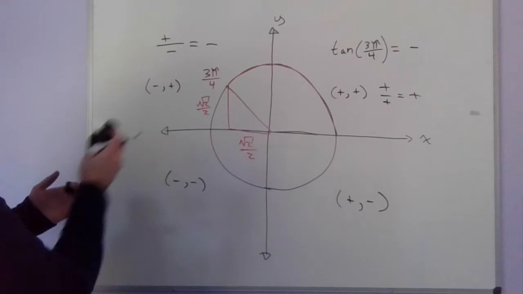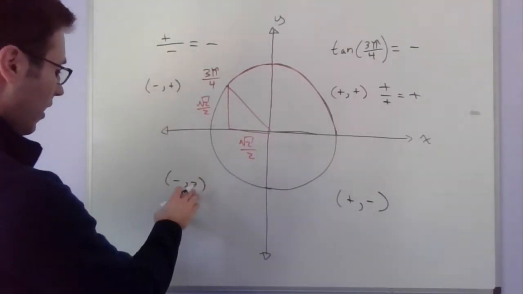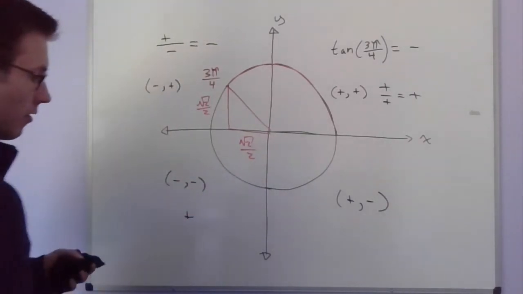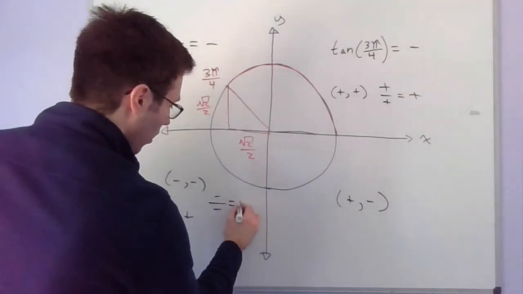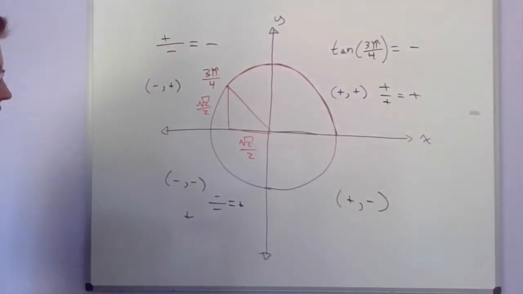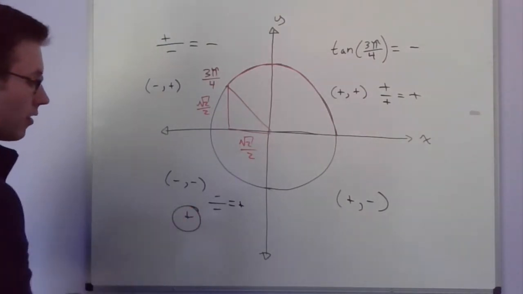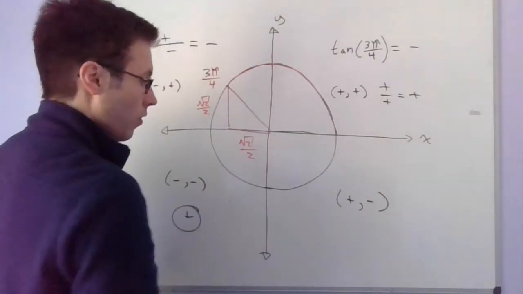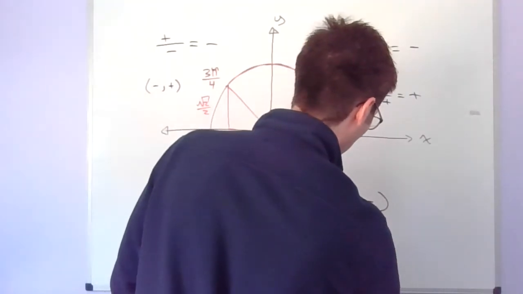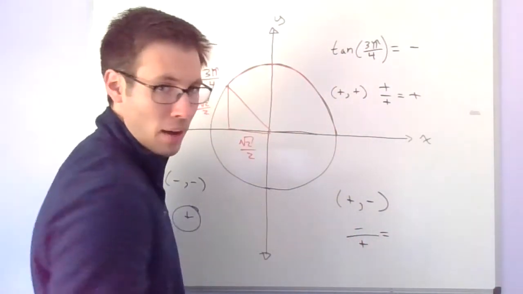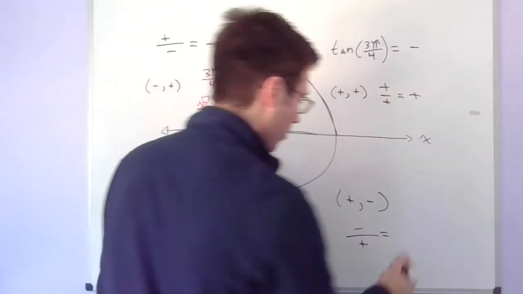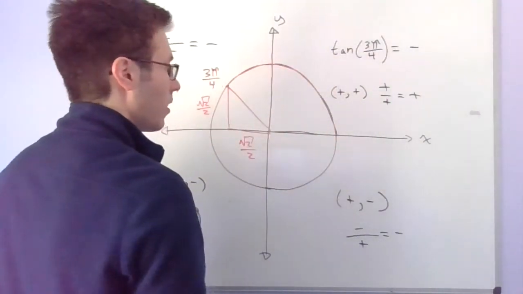Let's just look at what else we have here. So a negative and a negative. So this is going to be positive, because a negative over a negative is going to be equal to a positive value for tangent here. So this would be a positive. And then over here, you're going to have a negative over a positive again. So a negative number divided by a positive number, that's going to be negative. So it's going to be negative over here.